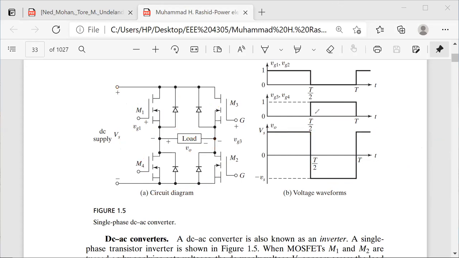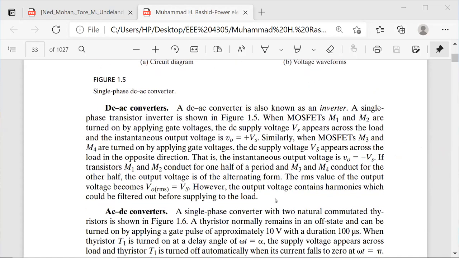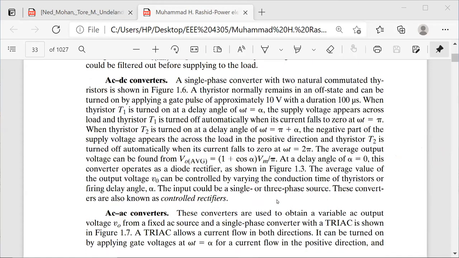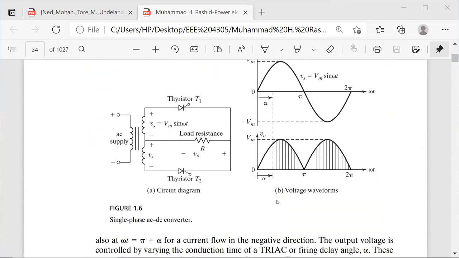Inshallah, we will cover this one, and we will have good knowledge. So AC to DC converter we have already covered. Okay, what is the device we have used here?